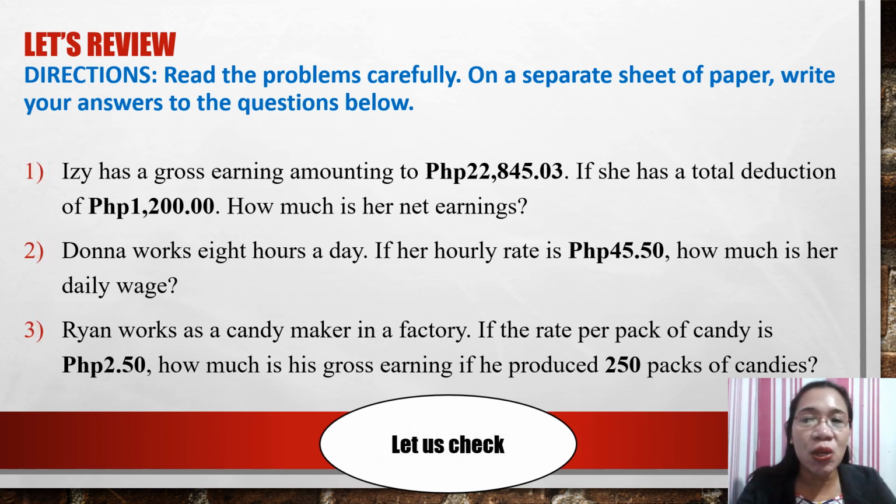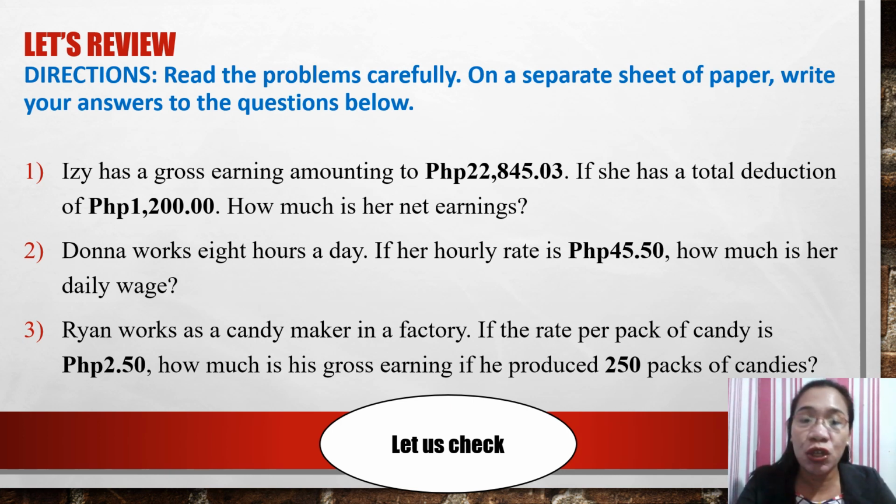Now let us check your work. Okay. Who will answer number one? What's your answer? Any guess? Okay. So IZ has a gross earning amounting to 22,845 pesos and 3 centavos. If she has a total deduction of 1,200, how much is her net earnings?